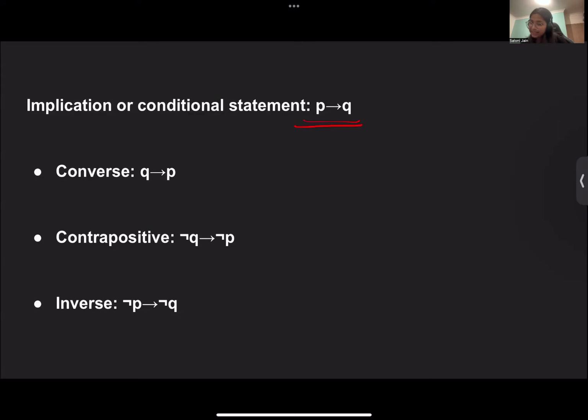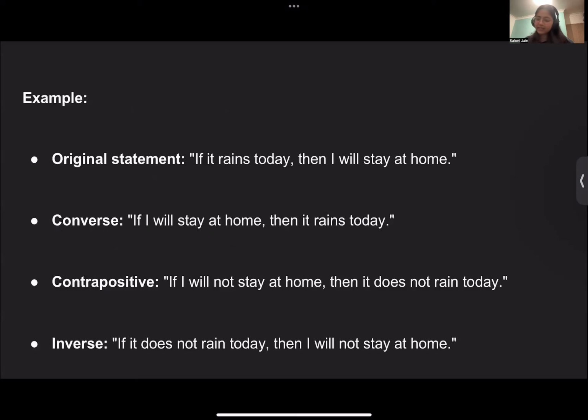All this could be quite confusing if you see this at the start, but let's consider an English statement example and see how this works. Let's consider this example: if it rains today, then I will stay at home. Let's consider the first statement to be P, which implies I will stay at home, and we'll consider this to be Q.